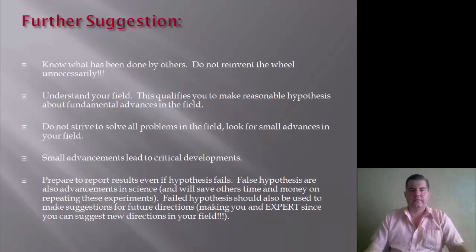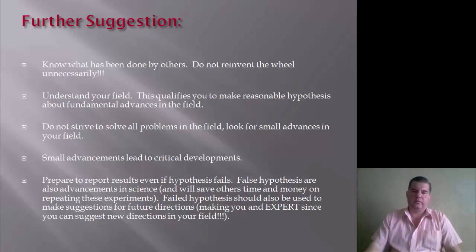Further suggestion: know what has been done by others. Do not reinvent the wheel unnecessarily. Understand your field. This qualifies you to make reasonable hypotheses about fundamental advances in the field. Do not strive to solve all problems in the field. Look for small advances in your field. Small advancements lead to critical developments.